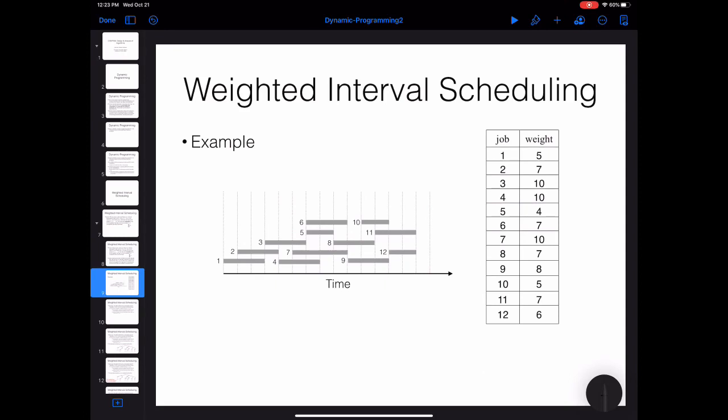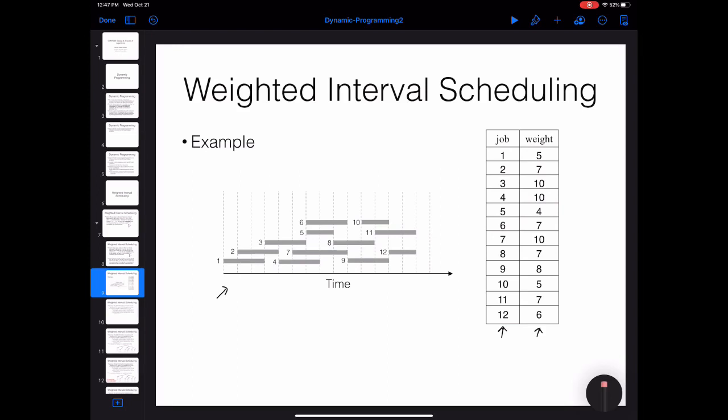So let me show you an example. Think about this set of jobs that I have. These are the numbers, and I have some weight associated to each one, and I have ordered these jobs and given them numbers, and you can see the time slot in this diagram here.